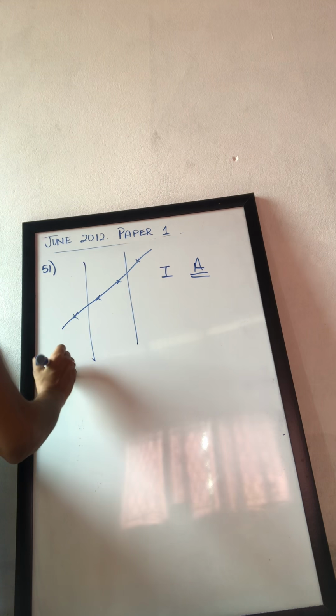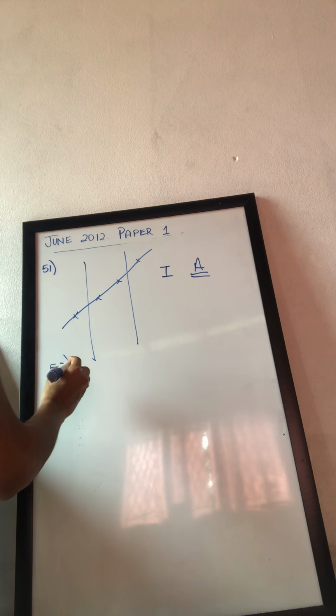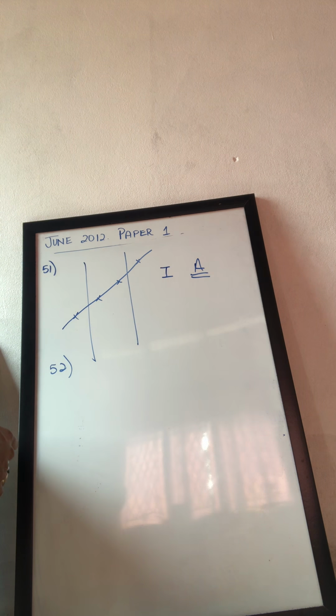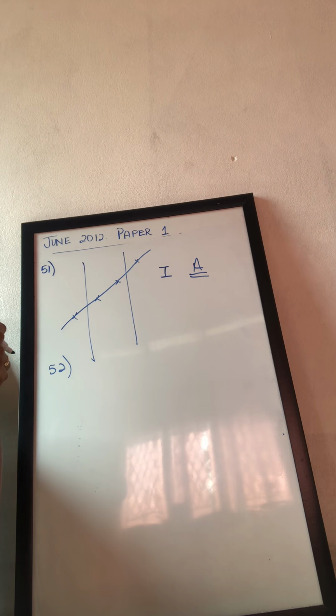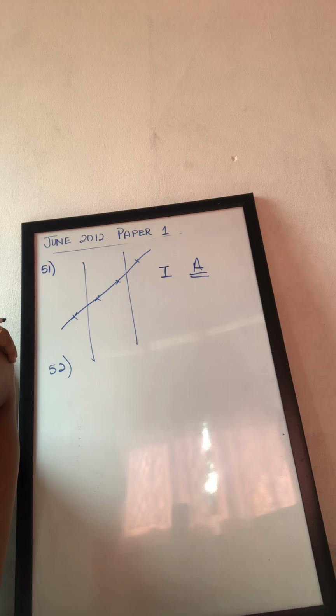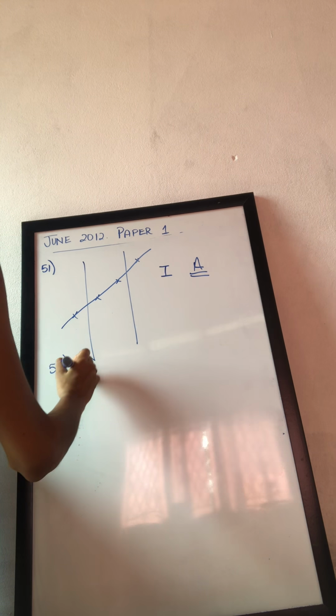52, they wanted to know what is the measure of angle BAC, that's the angle at A. That would be, it will be 60.